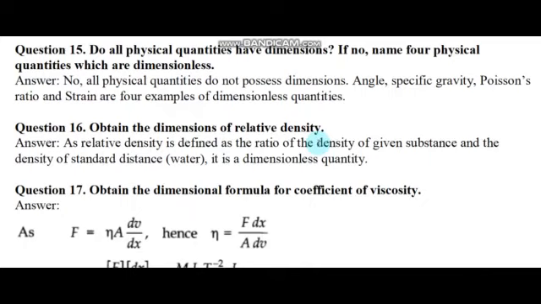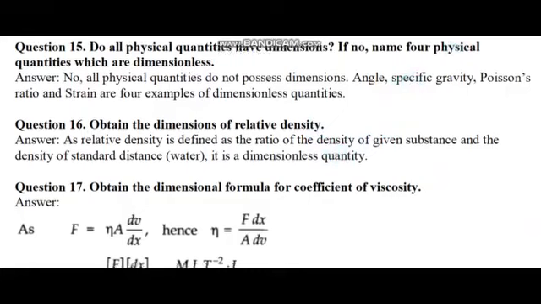That is the standard substance. So the unit of the given substance is kilogram per meter cube, and the standard substance density is also kilogram per meter cube. So both cancel, the units cancel away. So finally, does it have a unit? No. Relative density is a dimensionless quantity. So like specific gravity, we can include relative density as an additional example.